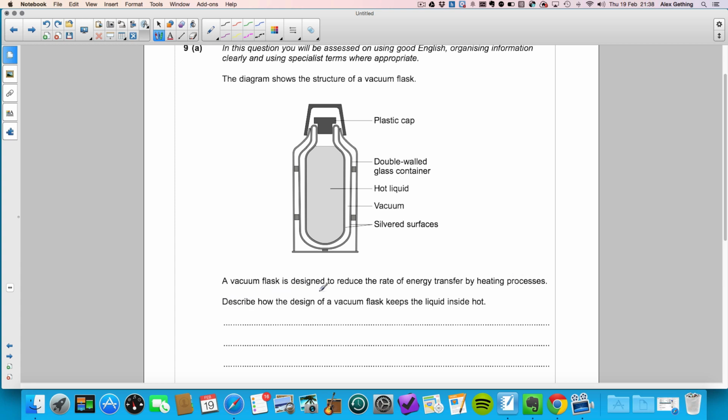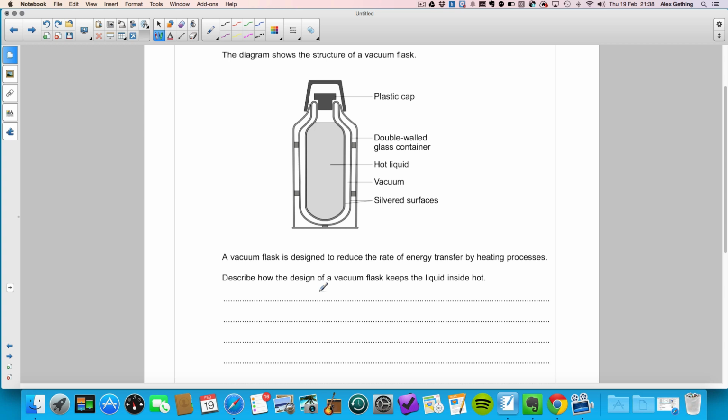Describe how the design of a vacuum flask keeps the liquid inside hot. Okay, so again, just looking at these command words, all we're looking to do is describe some of the key things that I'm going to be talking about. The vacuum, I'm going to mention the double wall container, we're going to mention these silvered surfaces at some point, and we're going to talk about some of the possible ways that heat can be transferred from A to B. Okay, so bearing in mind we're just trying to answer, how does this help keep that liquid inside hot?